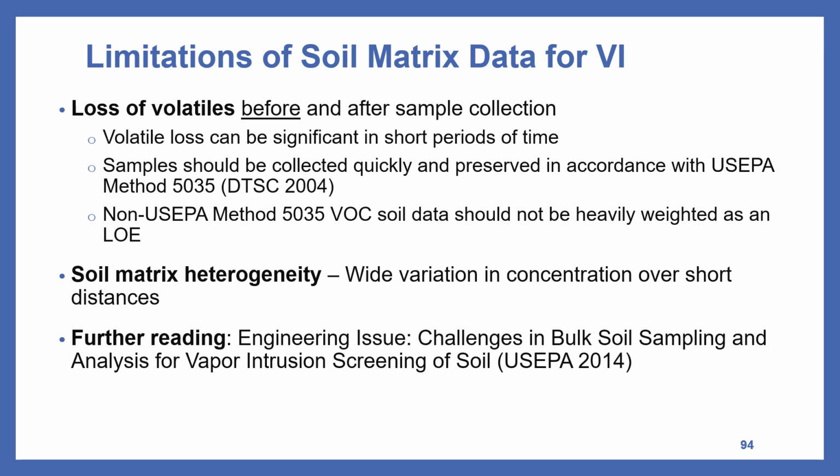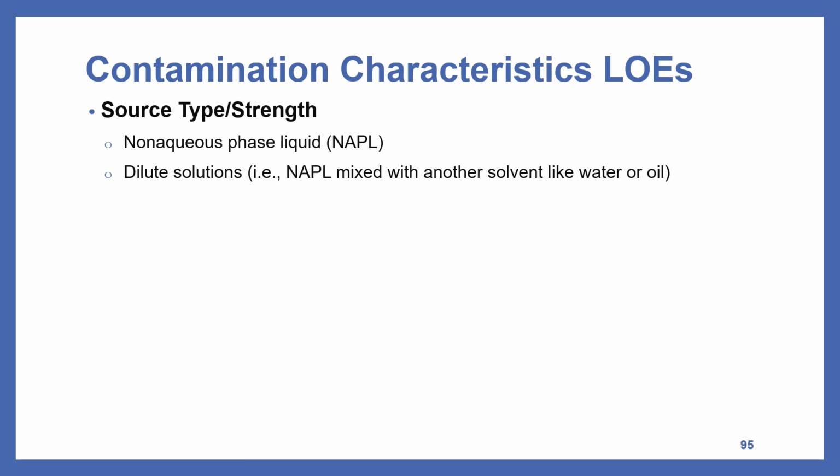So for contamination characteristics lines of evidence, there are three aspects we're going to cover. First is source type and strength. Non-aqueous phase liquid, or NAPL, would be expected to be a high strength source generally, whereas what's dissolved in groundwater or in dilute solutions, such as NAPL mixed with another solvent like water, diesel, or oil, would be a lower strength source.